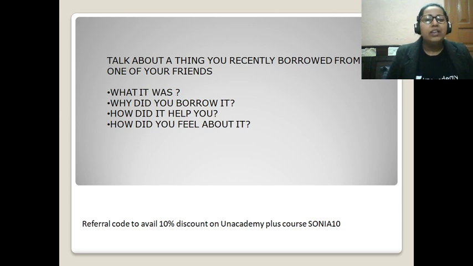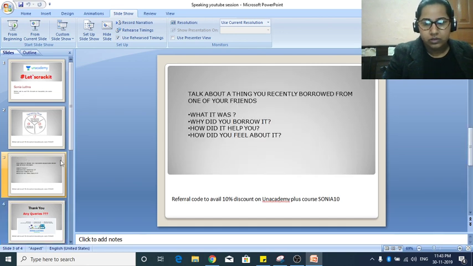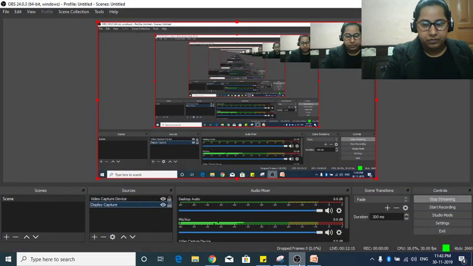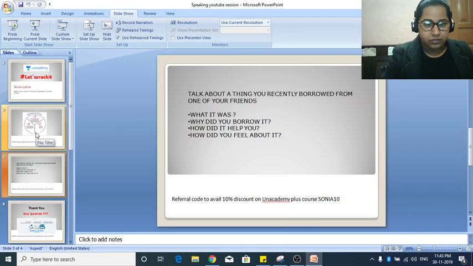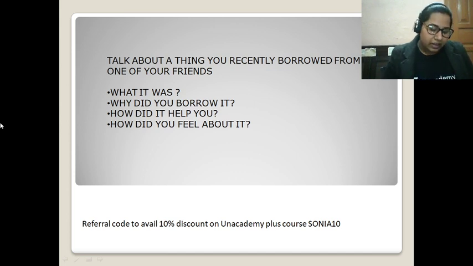Okay, so herein you have already answered one of your topics, which is what it was and why you borrowed it. You have basically covered two of your questions. You have already covered two of your cue card points. Okay, now coming to the third part, how did it help you?